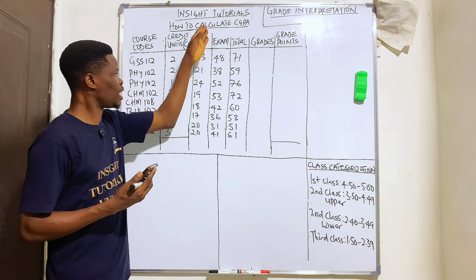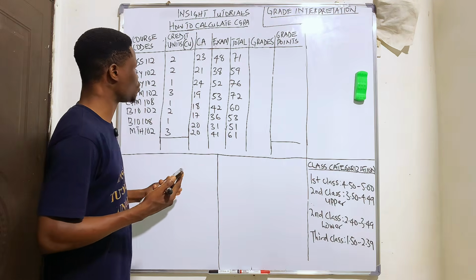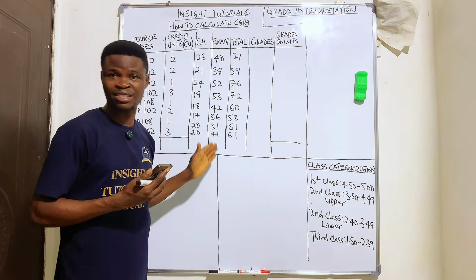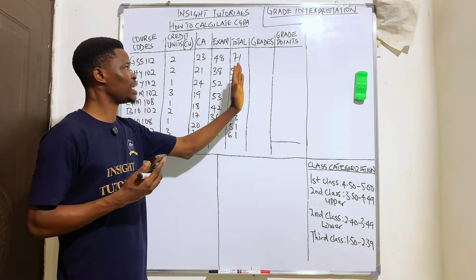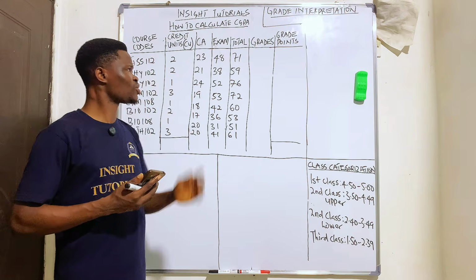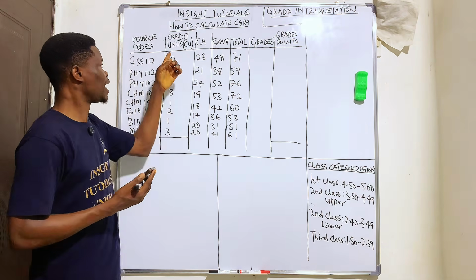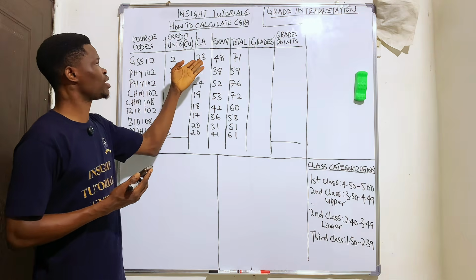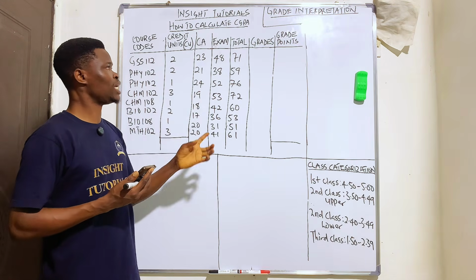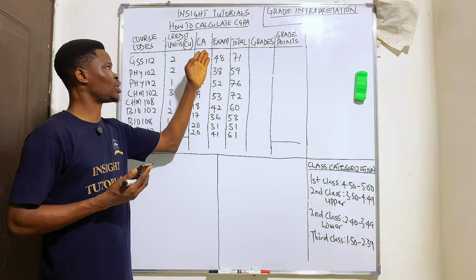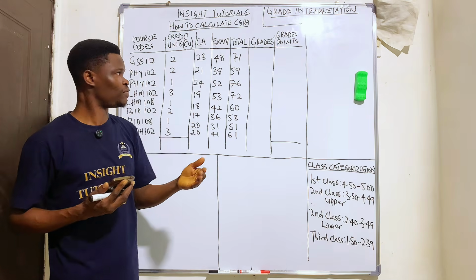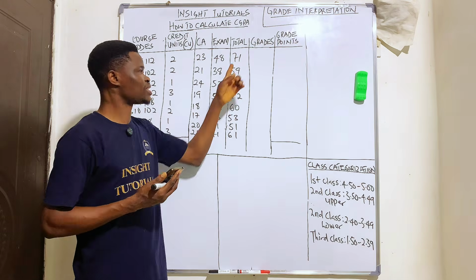Now, this CA means the continuous assessment column, and then there's the exam column, and then there's a total, and then the grades and the grade point. So let us start. Assuming a student sat for GST 112, a 2 credit unit course, the student scored 23 and 48 in the continuous assessment and the exam respectively. The student's total will be 70.